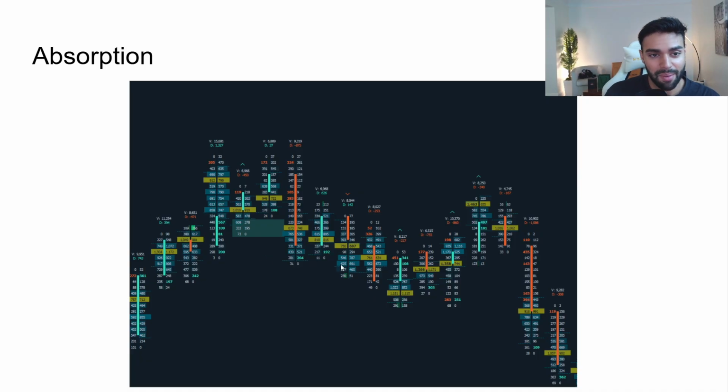But let's get into the best part first. We have absorption. Basically, this candle moved up. What do you see here? Super strong positive delta with high volume, but the market does not make any new highs, meaning that these buyers got absorbed by passive sellers.